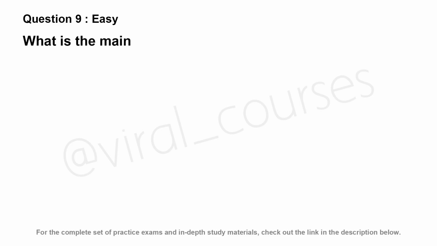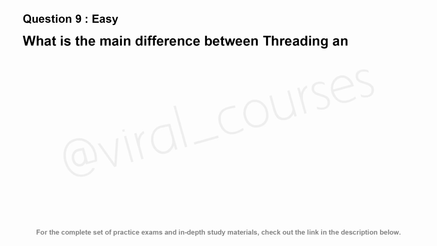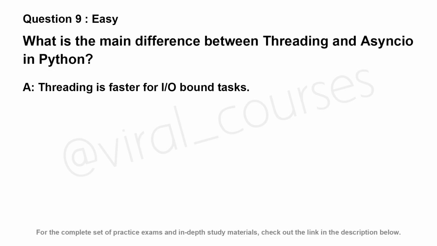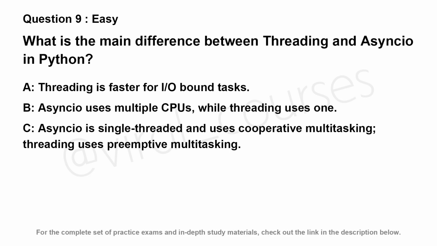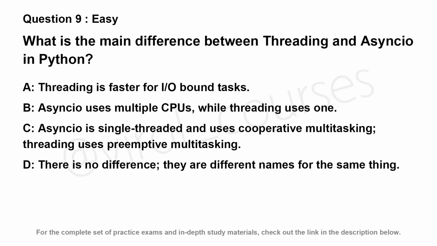What is the main difference between threading and asyncio in Python? Option A. Threading is faster for I/O-bound tasks. Option B. Asyncio uses multiple CPUs, while threading uses one. Option C. Asyncio is single-threaded and uses cooperative multitasking. Threading uses preemptive multitasking. Option D. There is no difference. They are different names for the same thing.